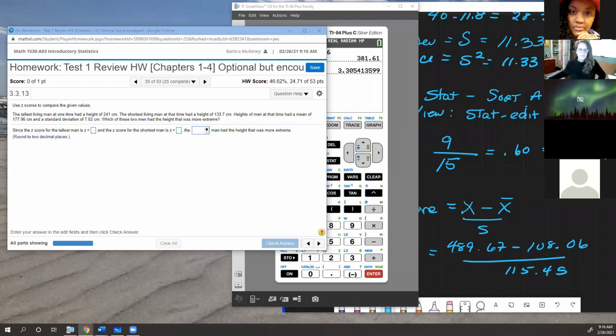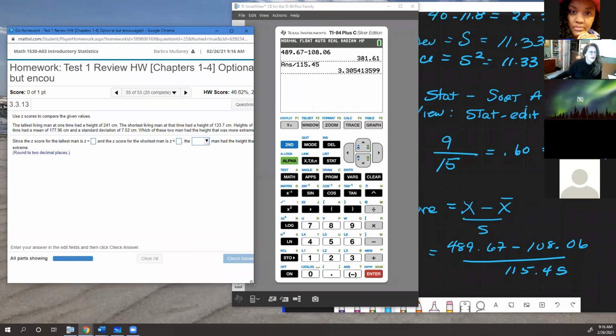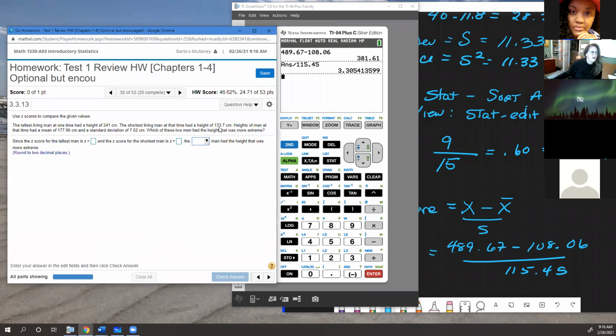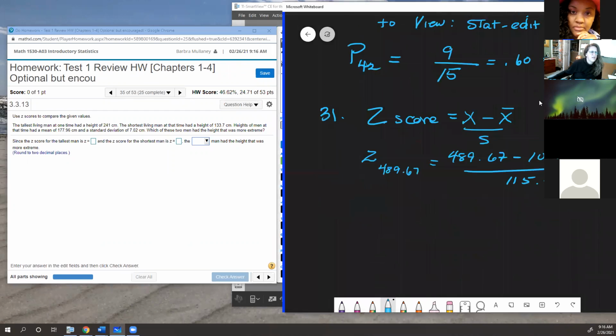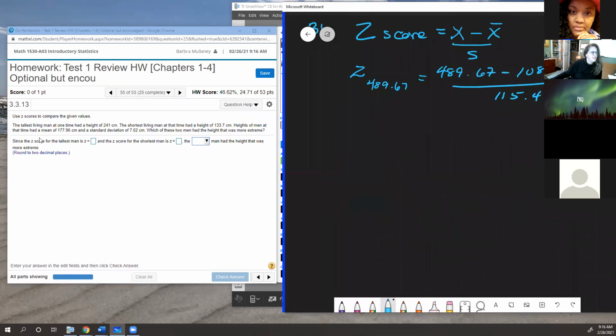All right, let's see. The tallest living man at one time had a height of 241 centimeters, and the shortest living man at that time had a height of 133.7. The heights of men at that time had a mean of 177.96 and a standard deviation of 7.02 centimeters. Which of these two men had a height that was more extreme? Okay. So we're going to look for the z-scores of each man.